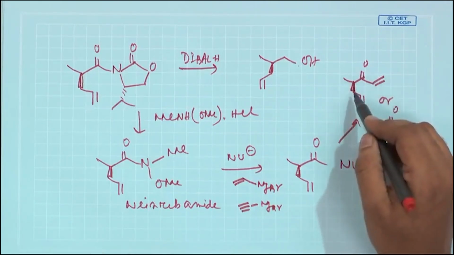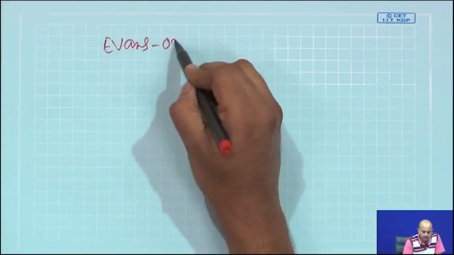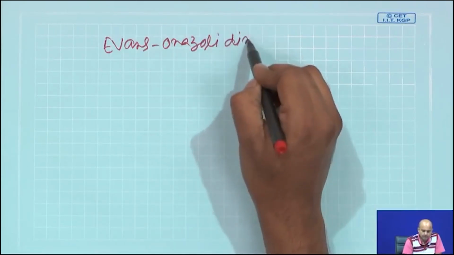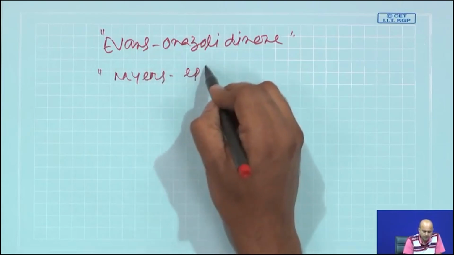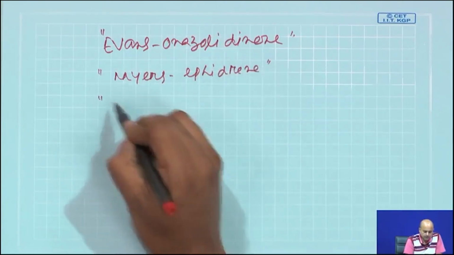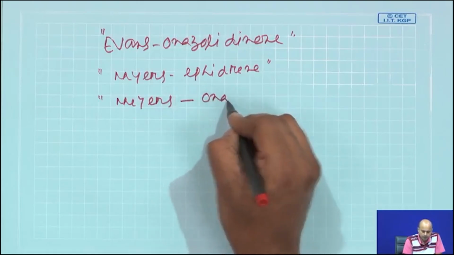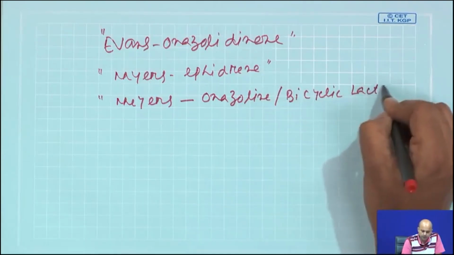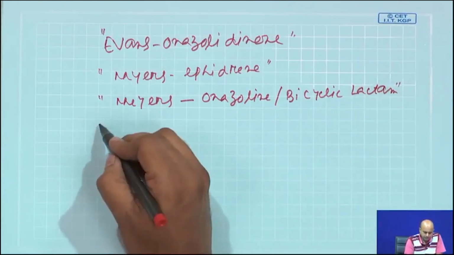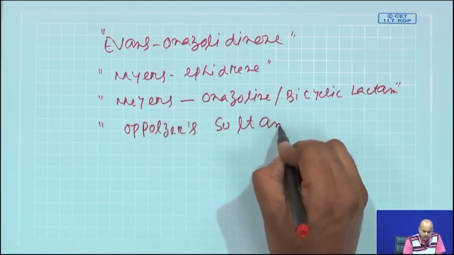Now, the stereocenter, which is our main target, can be fixed very efficiently with the help of Evans oxazolidinone methods. Similar kinds of auxiliaries are very well known in the literature. We are not talking about them, but I will just give you a couple of names. Evans oxazolidinone we have just discussed. There are reports of Myers ephedrine or pseudoephedrine based auxiliaries. Then Myers oxazoline, as well as bicyclic lactam. We are not talking about these auxiliaries due to time constraints, and this is beyond our scope. We also have Oppolzer's sultam. So, there are many auxiliaries reported in the literature.